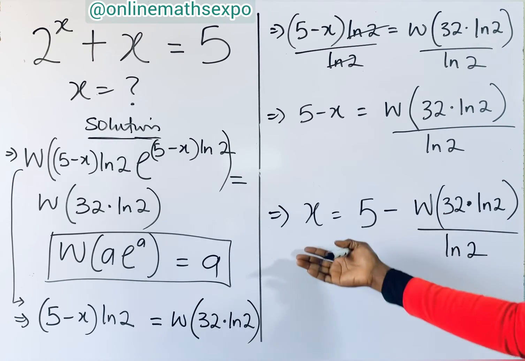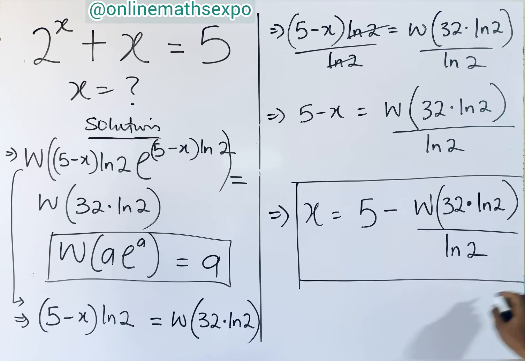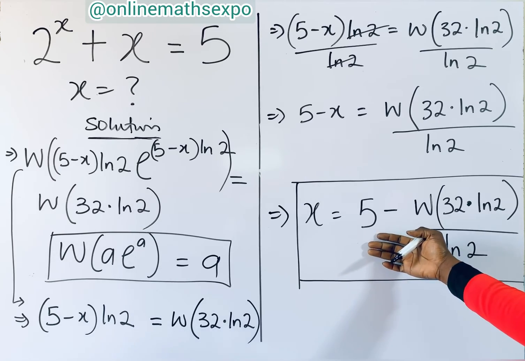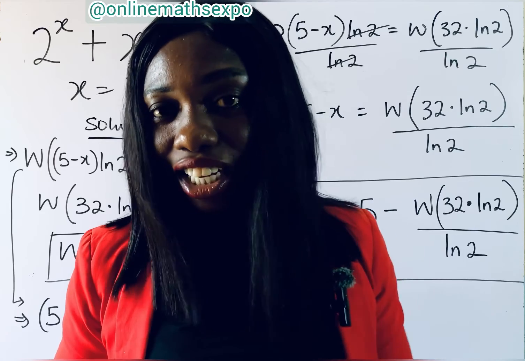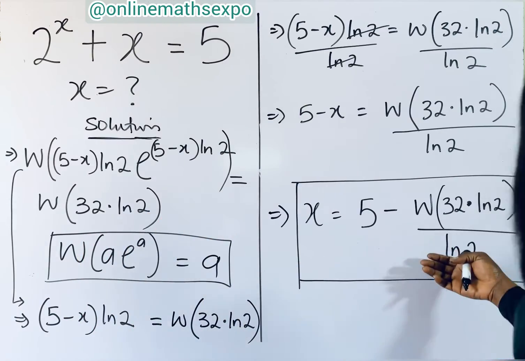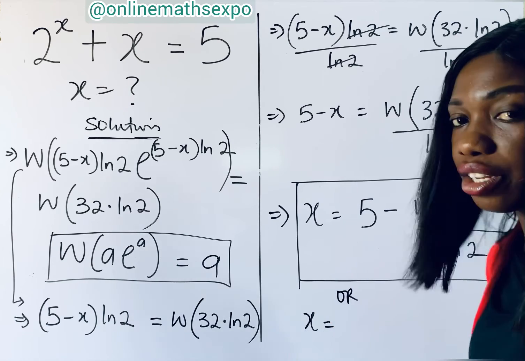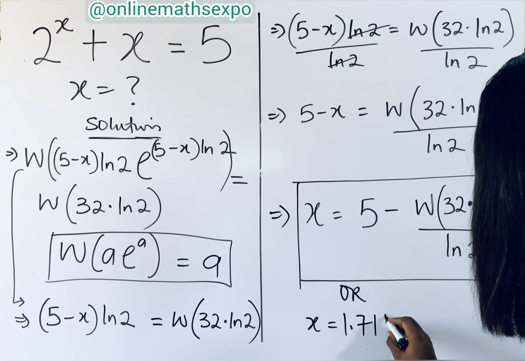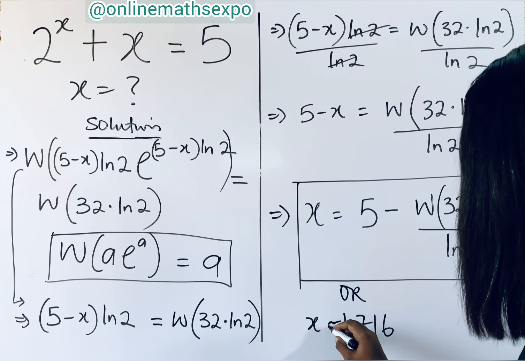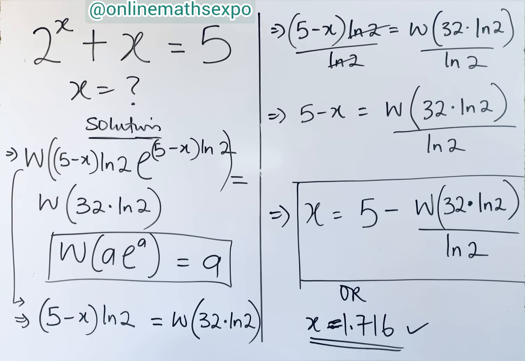Now what you do at this point, you can stop here if you are not using a calculator. This gives you the value of x. Now if you are using your Wolfram Alpha calculator, your online calculator, just key this in. So you are going to have your x, that is the numerical value. So your x is giving you 1.716. This is the approximated value of x when you use your Wolfram Alpha calculator.